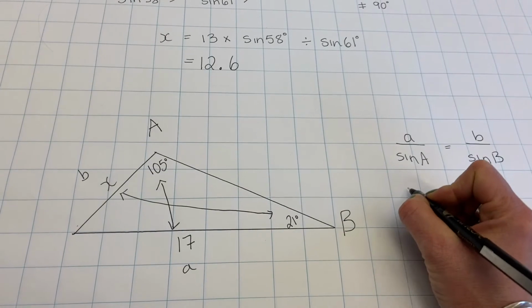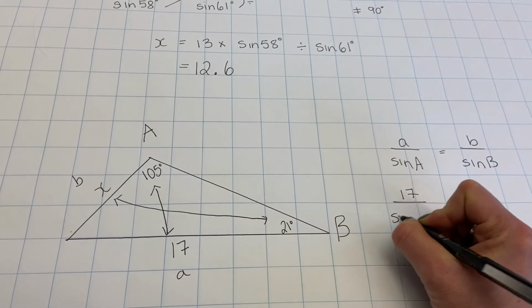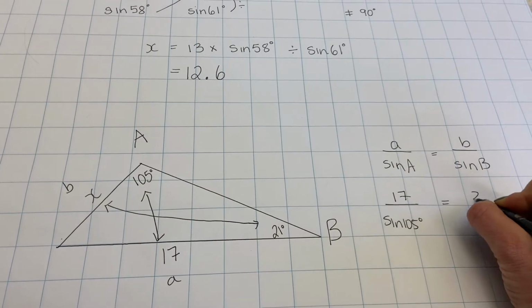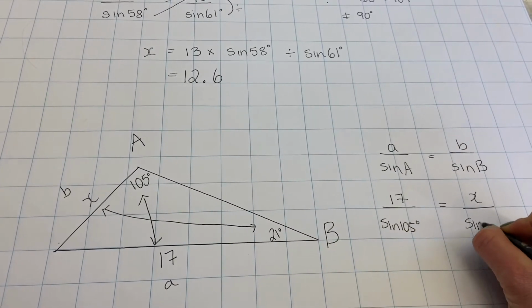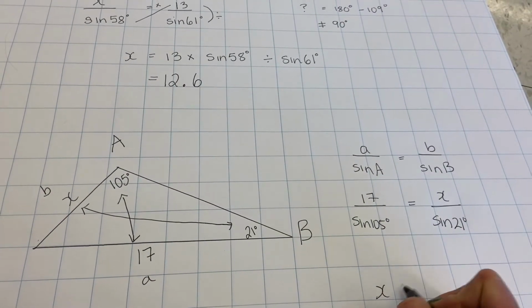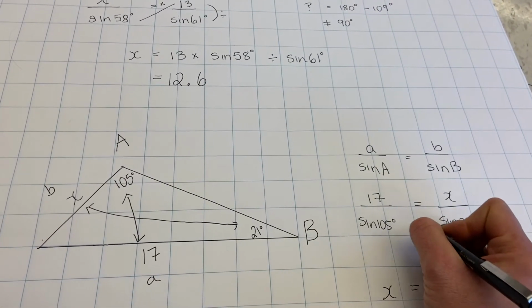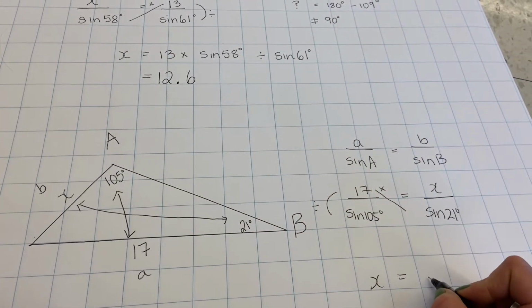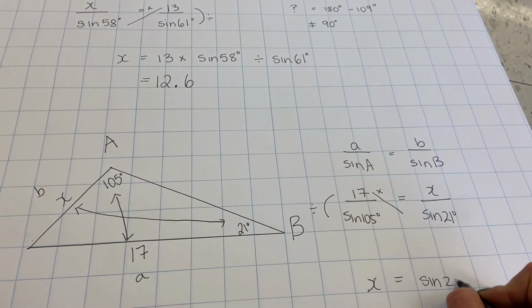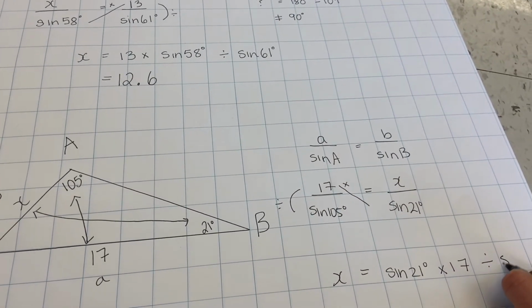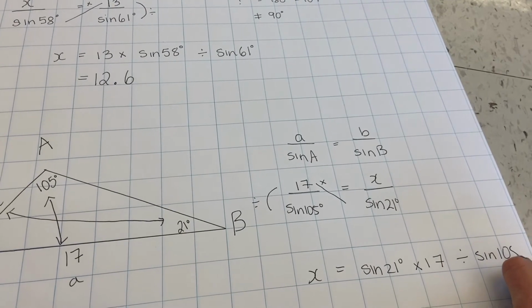So that means I have 17 over sine of 105 is equal to B, which is x, over sine of 21. Again, to find my x, I've got 3 parts. I'm missing 1. I'm going to multiply and I'm going to divide. So my x is going to be equal to sine 21 times 17 divided by sine of 105.